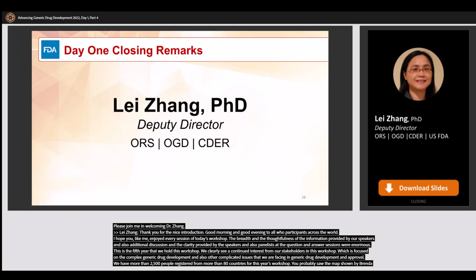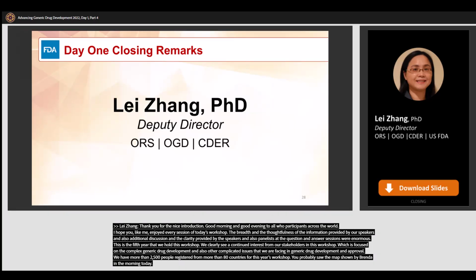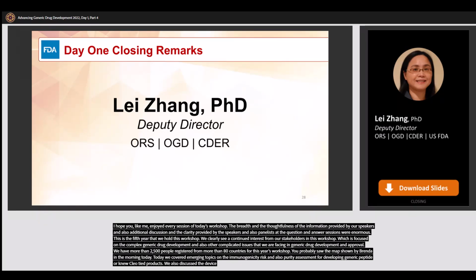Today, we covered emerging topics on the immunogenicity risk and also impurity assessment for developing generic peptide or oligonucleotide products. We also discussed the comparative analysis involving device for generic drug-device combination products. That's quite challenging, and we also saw future challenges of developing generic drug products with electronic device and prescription drug use related software. We want to prepare for those emerging challenges in the future.